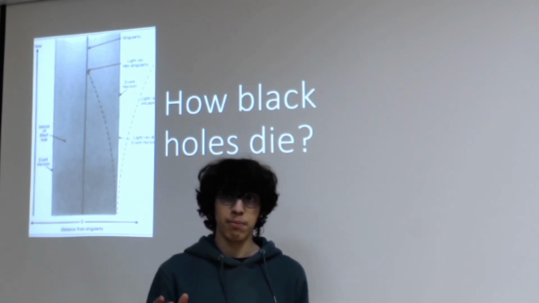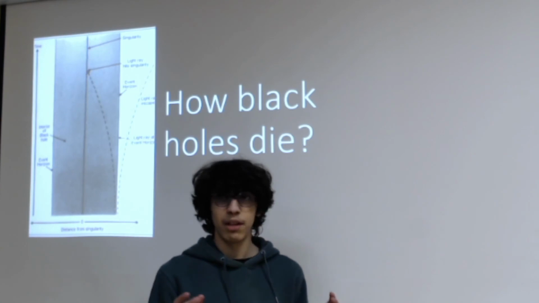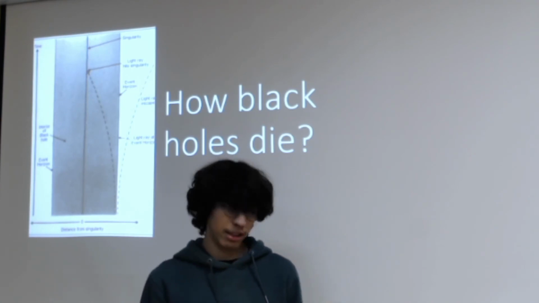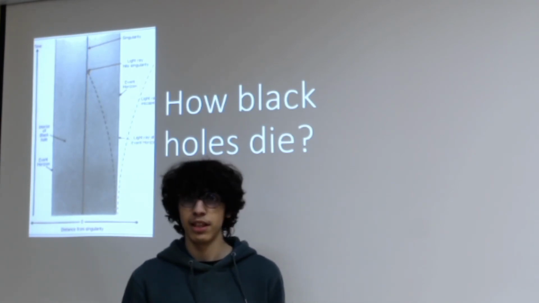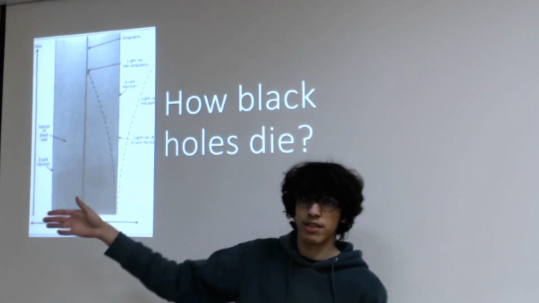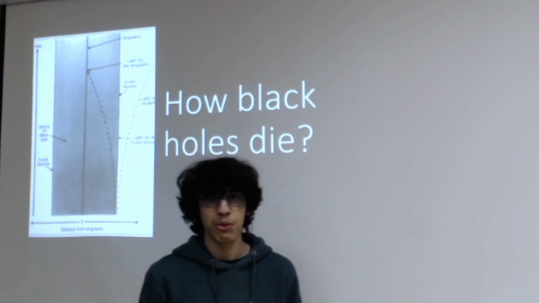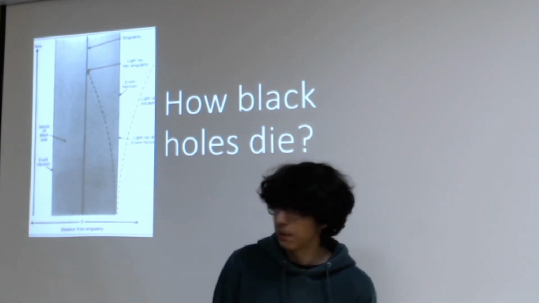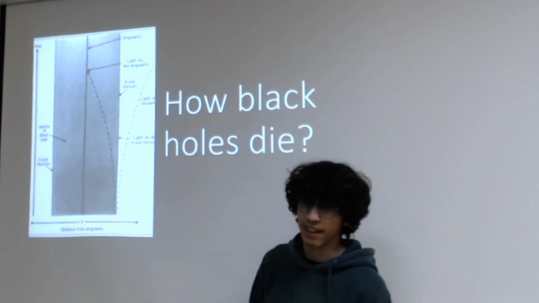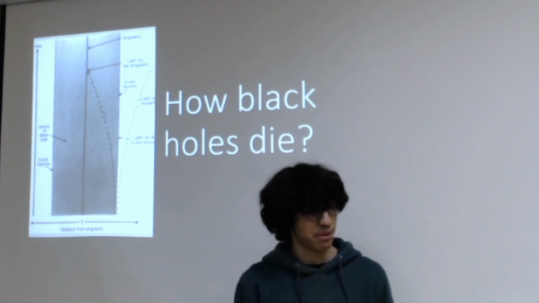And this process is incredibly slow. For example, the black holes that we know may take a googol years to evaporate, which is incredibly long. Talking about 1 followed by 100 zeros. So nobody will actually be here to witness it. The universe will most likely be uninhabitable by then. So yeah, this is basically how they die, and I hope it was interesting.